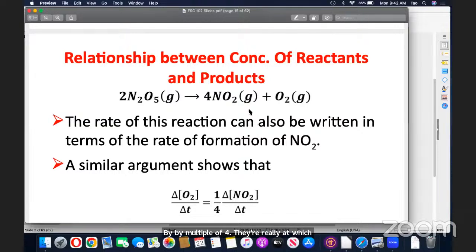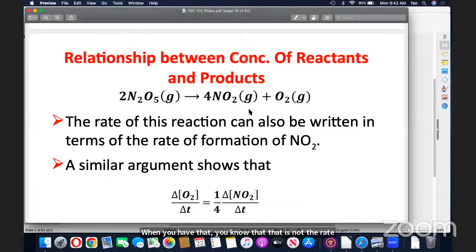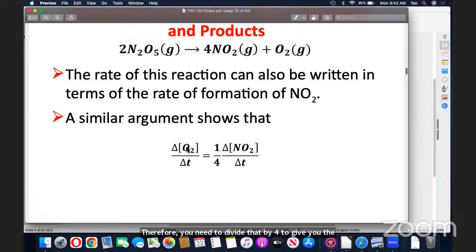That means you determine the rate at which NO2 is produced. When you have that, you know that that is not the rate at which oxygen is being produced, because it is 4 times faster than the rate at which oxygen is being produced. Therefore, you need to divide that by 4 to give you the rate of production of oxygen. And that's why the rate of production of oxygen is equal to the rate of production of NO2 divided by 4.